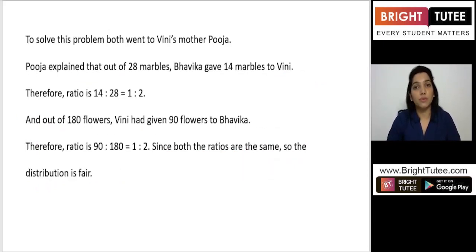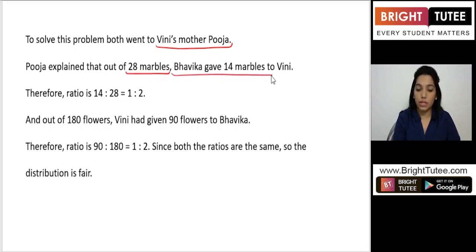They took this problem to their mother. To solve this problem, both went to Winnie's mother. Okay? Winnie's mother's name is Pooja. Pooja explained that out of 28 marbles, Bhavika gave 14 marbles to Winnie. How much was with Bhavika? How many marbles were there?